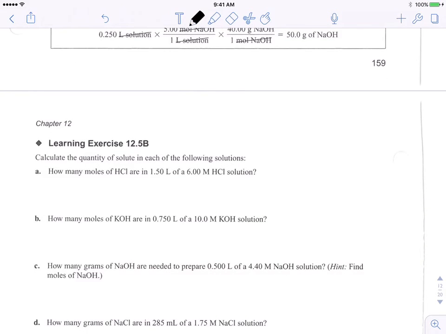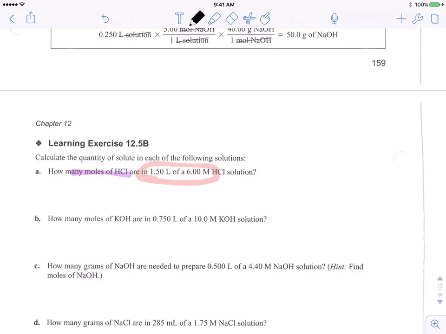So, how many moles of HCl are in 1.5 liters of a 6.0 molar solution? All right, so what are we going to start with? This is kind of where it gets funky. Usually I say start with what's given, but here we're given two different things. I asked myself, what's the relationship between these two, and how does that help me find what I'm looking for? The relationship is I have liters times moles per liter. The liters cancel, providing me moles, and that's what I'm looking for.